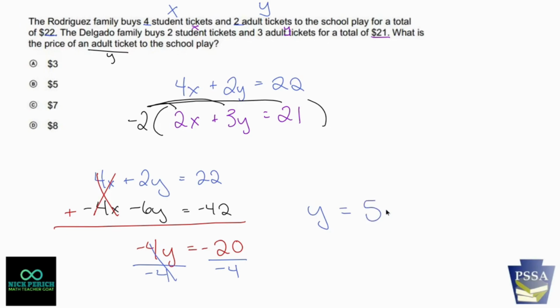Now, normally, we would plug this into one of the equations and find out x, but I don't have to. All I have to do is find out my adult ticket, which is y. So y, adult tickets, are going to cost $5, which is going to be B.